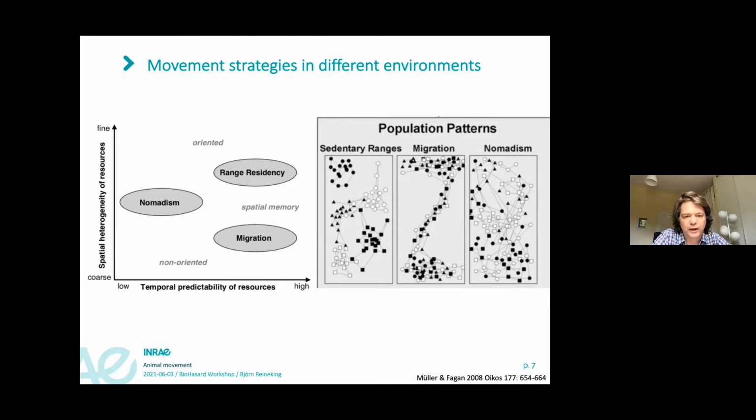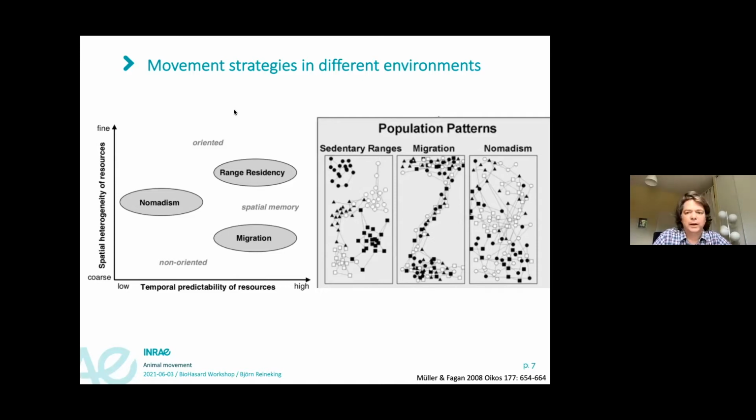So here to the right, you see three classic movement patterns. Range resident species that spend their lives more or less in the same area.